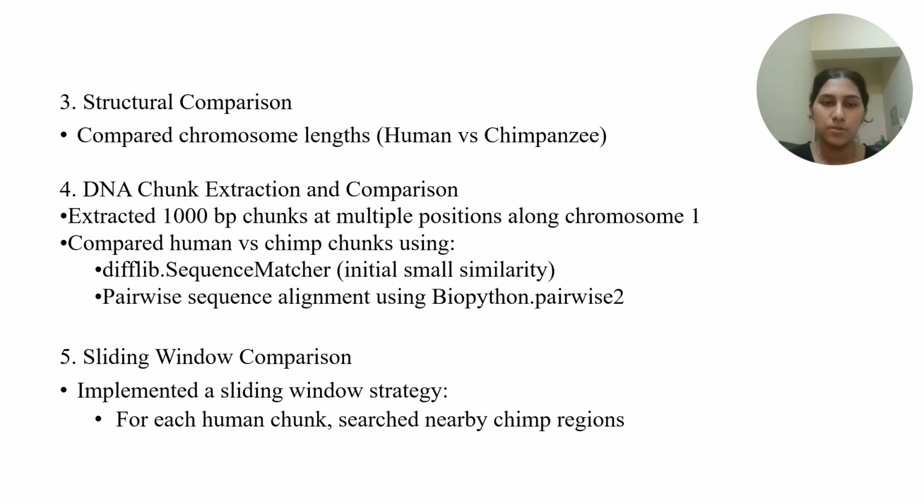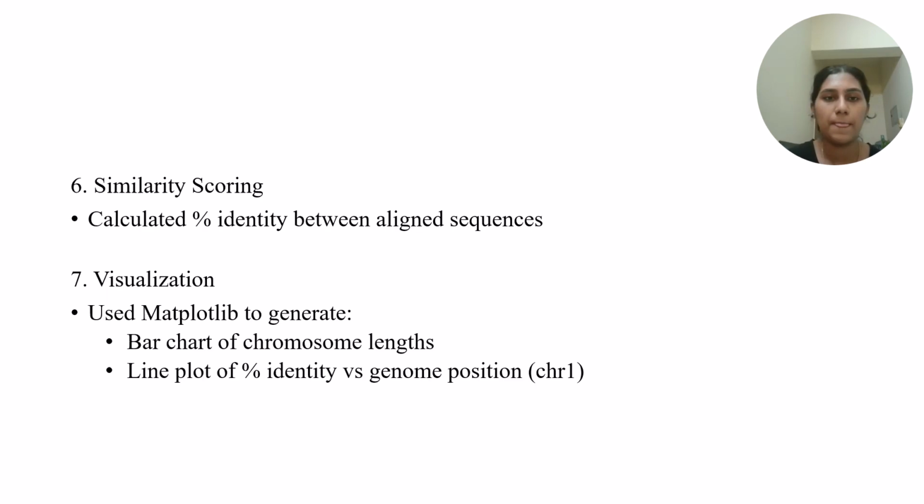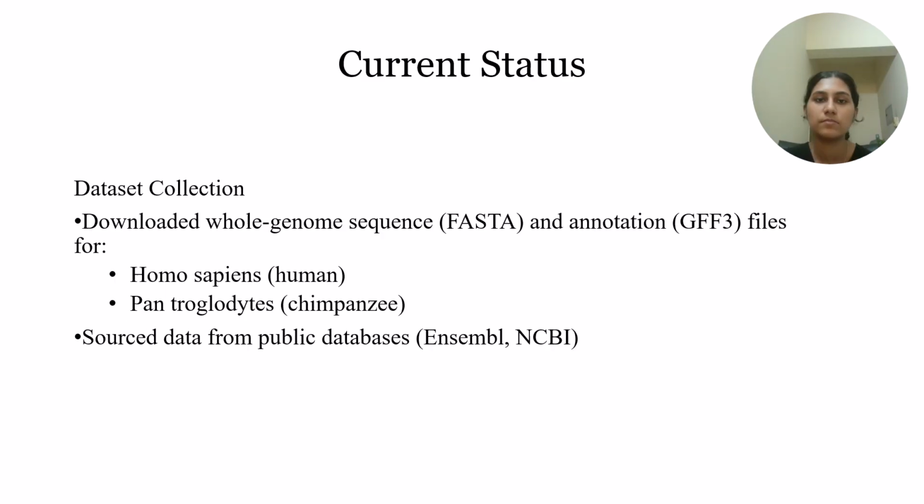Another method I used was sliding window comparison. Here it will detect, in a window with a definite size, which parts of the genome are the same or similar between human and chimpanzee. For similarity scoring, we calculated the percentage of similarity and visualized it.